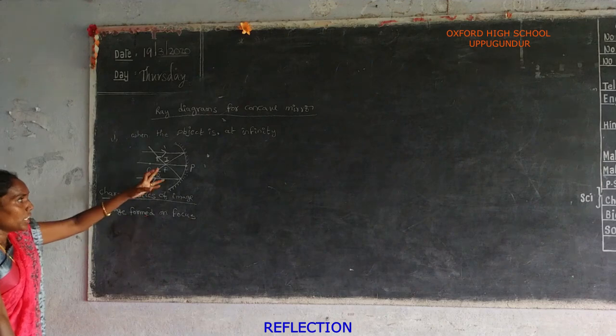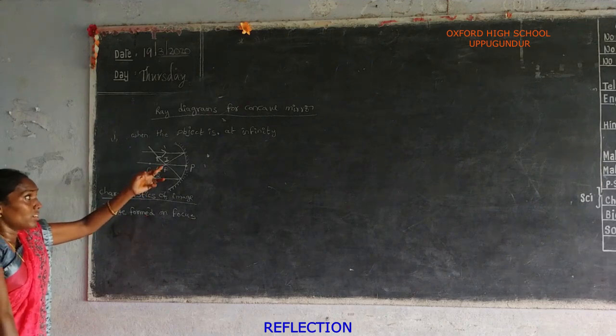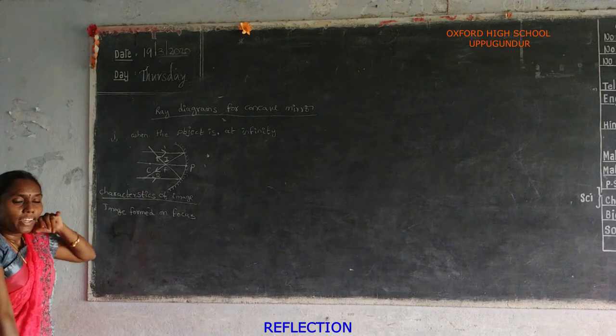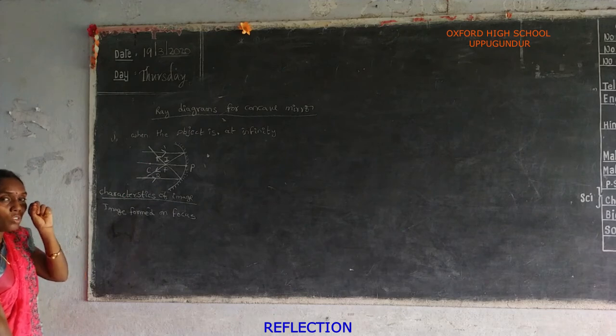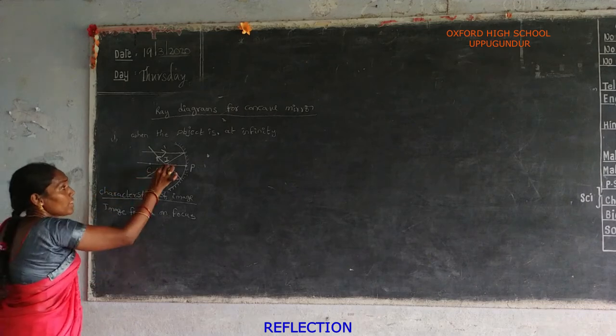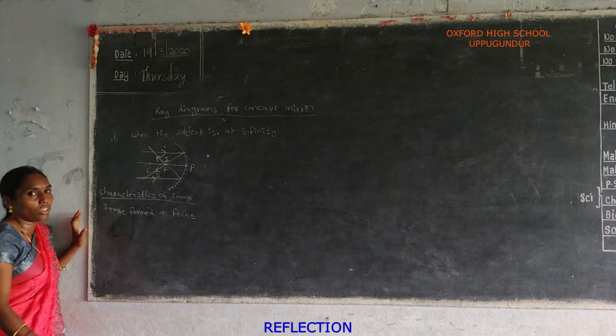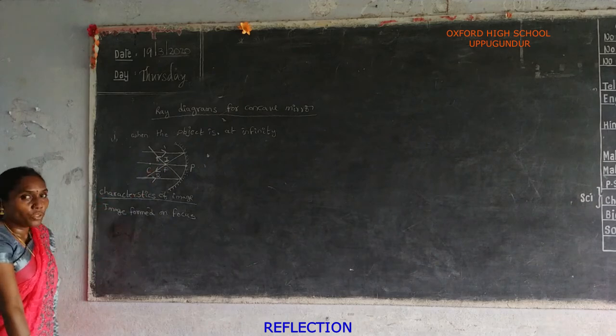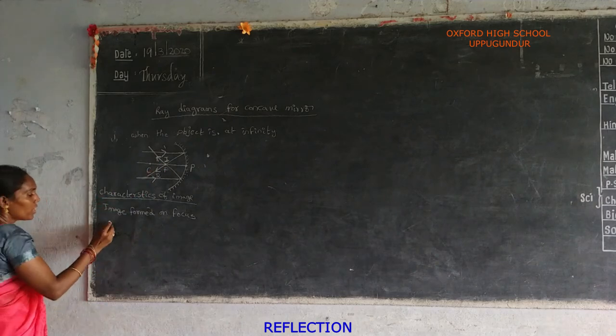Here the image is either diminished or enlarged. Diminished means small size. Enlarged means big size. Here, a point size image is formed on the focus. That's why it is diminished.